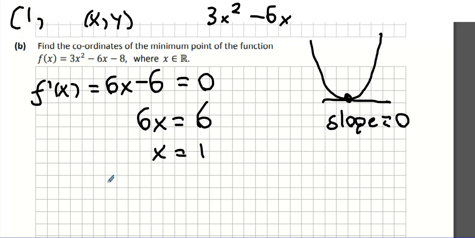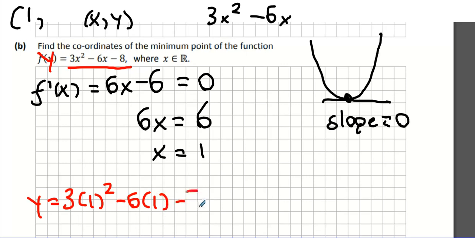How do you find your y value? The original equation, because f of x actually stands for y. So 3 times 1 squared minus 6 times 1 minus 8. What do you get for that? 3 take away 6 take away 8. 3 take away 14 is minus 11. So I'm thinking I'm getting 1, minus 11 for that.